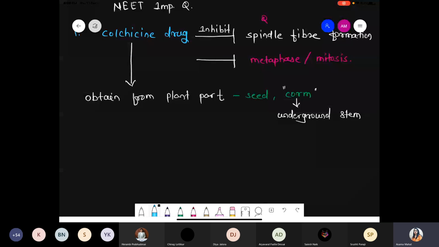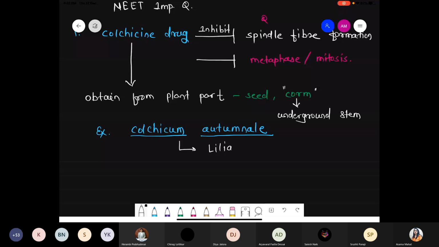So remember this point, colchicine is a drug, and this drug can inhibit mitosis, it can inhibit the metaphase, or in other words simply it can inhibit spindle fiber formation. And the example of the plant where we obtain such a drug is colchicum. Colchicum is the name of the genus, and the species is autumnale. So colchicum autumnale is the example of the plant, and this plant belongs to the Liliaceae family.